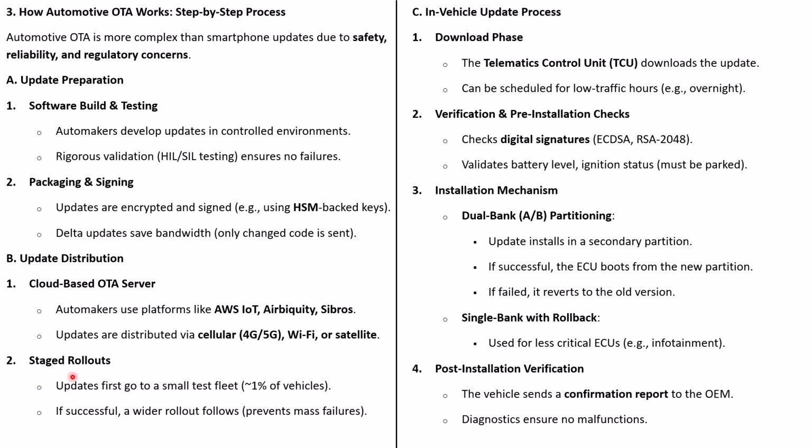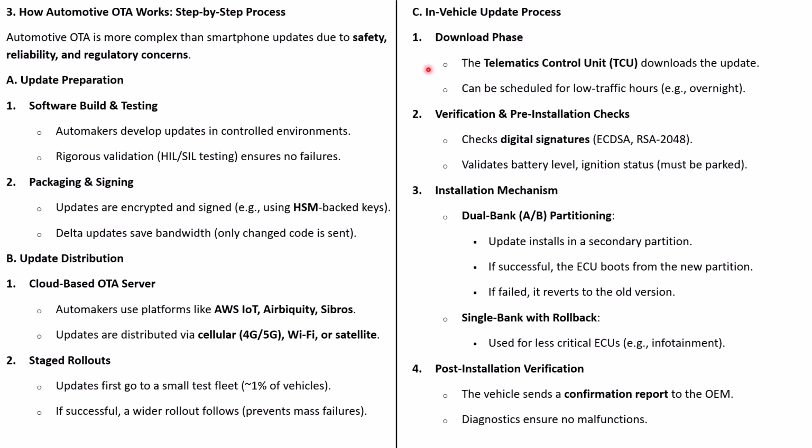Next, coming to staged rollouts: updates first go to a small test fleet, and if successful, a wider rollout follows. Now, these two, 1 and 2, are part of the update distribution. After the preparation and distribution are completed, next comes the in-vehicle update process.